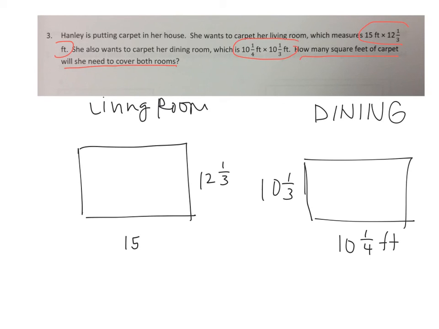So how would we solve this problem? Could we draw area models for each of these and find the area? Could we find the area of her living room? Could we find the area of her dining room? And if we add that together, could that tell us how much she needs? Very good.